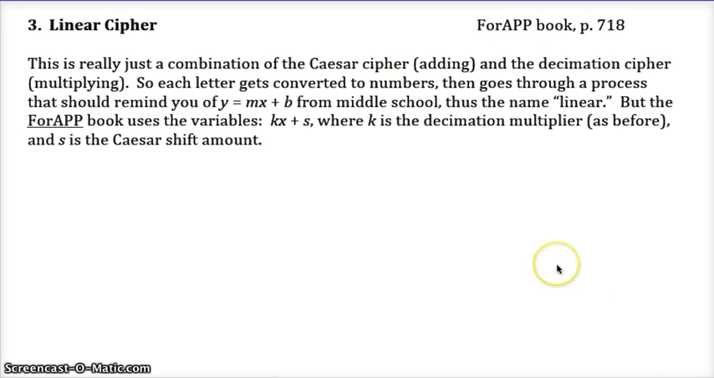Okay. All right, so the linear cipher is really just a combination of the last two things we just learned. Caesar was about adding, decimation was about multiplying. So now we have both those things at the same time. There'll be a key where you have a multiplier and an adder, and of course we're just going to mod these all down to 26 so that they fit into our alphabet.